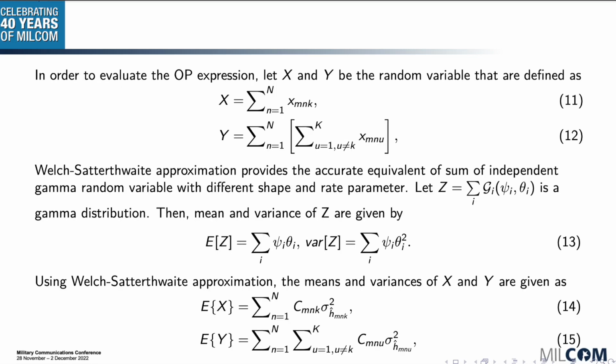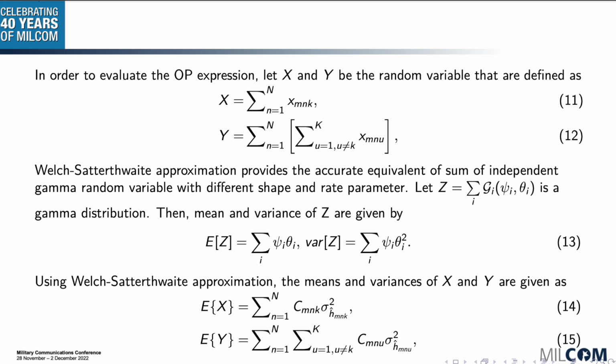So in order to evaluate the outage probability expression, we consider x and y as the random variables, which are defined as x equal to summation of n equal to 1 to N of x_mnk, and y equal to summation of n equal to 1 to N and summation of u equal to 1 to K, where u is not equal to k, of x_mnu.